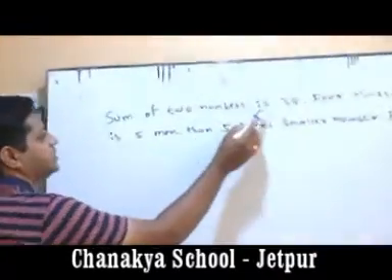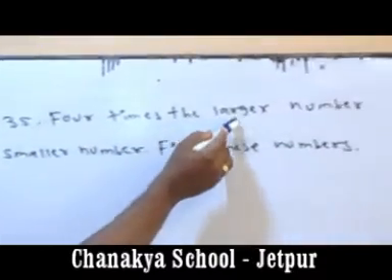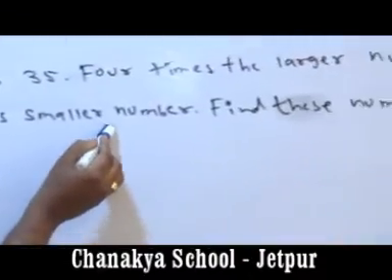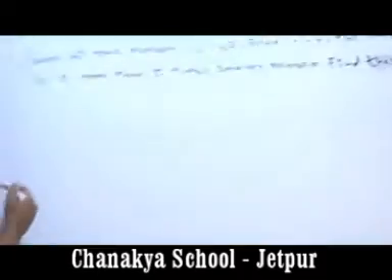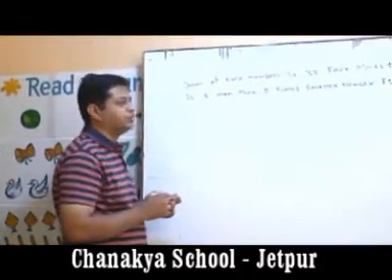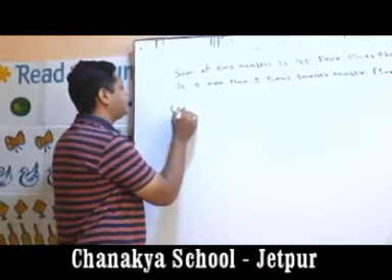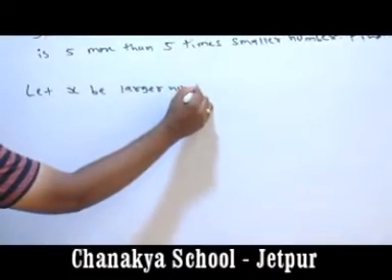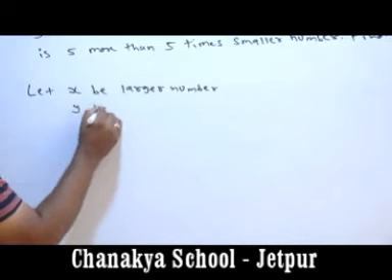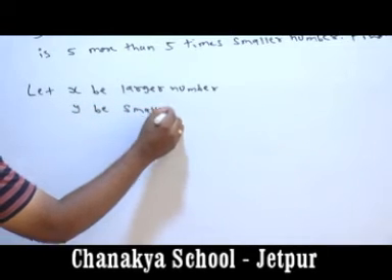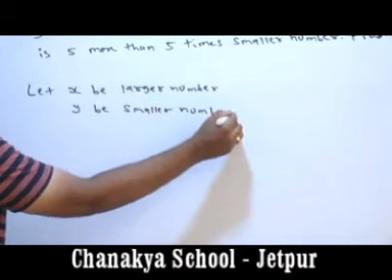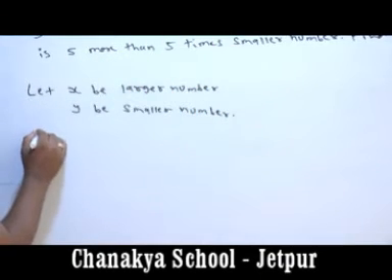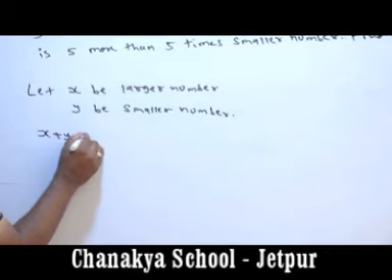Sum of two numbers is 35. 4 times the larger number is 5 more than 5 times smaller number. Find these numbers. Okay students, there are two numbers, that is, one is larger, one is smaller. Let x be larger number, y be smaller number. Okay students, sum of two numbers is 35. Therefore, x plus y equal to 35.